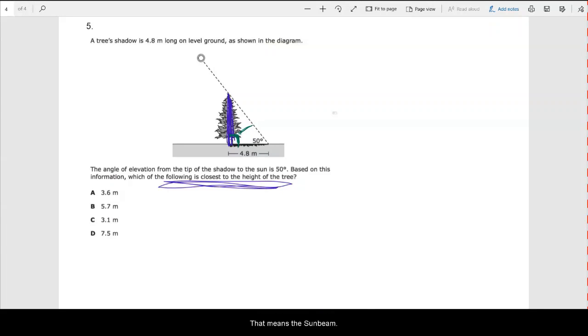That means the sunbeam is the hypotenuse. We are focused on the 50-degree angle that the sunbeam makes with the shadow. What we're really looking at is a person looking up at the top of the tree, so that's the line of sight. If the line of sight is the hypotenuse, then the length of the shadow must be the adjacent, because the angle of elevation is made with the line of sight and the ground. That tells me the tree is the opposite side of our imaginary triangle.